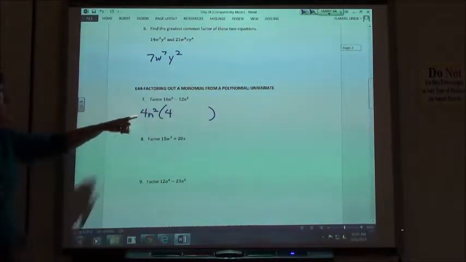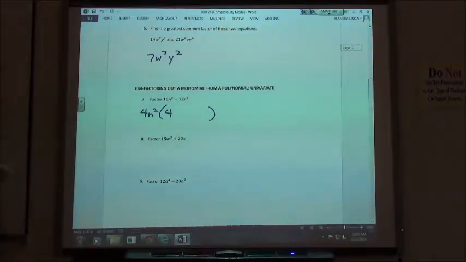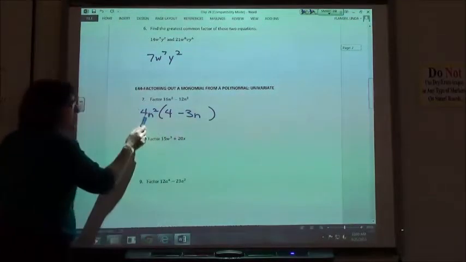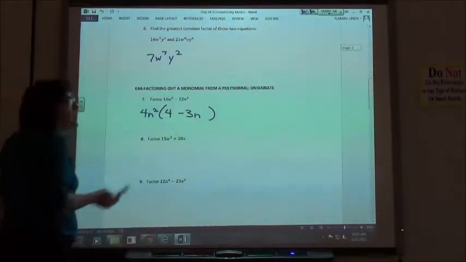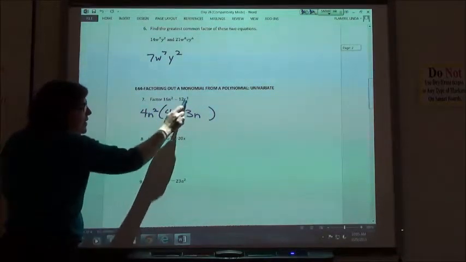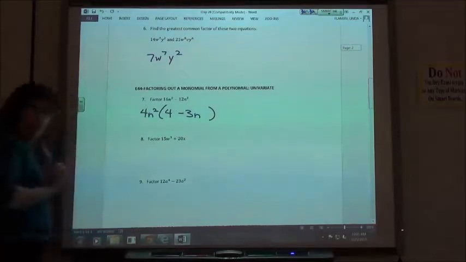Negative 12n to the third divided by 4n squared is negative 3n. Again, if you take this times this, you should get that, which you do. So negative 12 divided by 4 is negative 3. 3 minus 2 is 1, so n to the first.